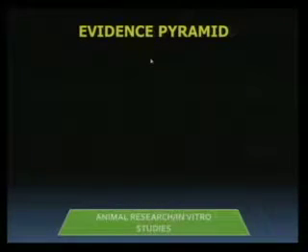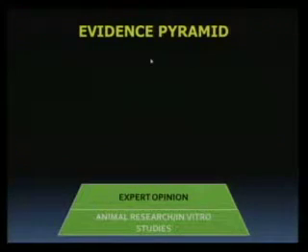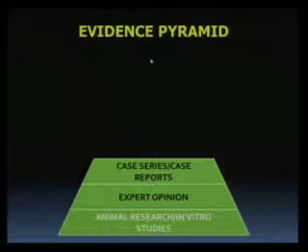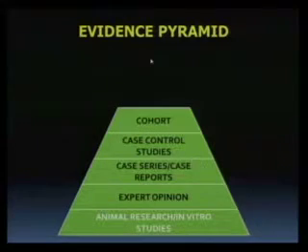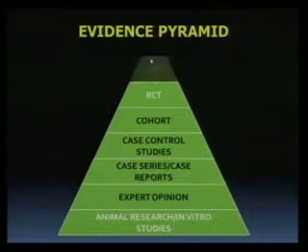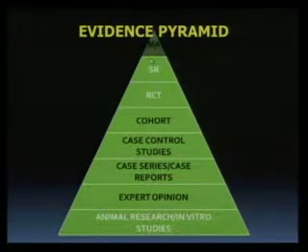So the evidence pyramid: the lowest is animal research, in vitro study. Then the second lowest is expert opinion. Then followed by case series and case report, case control study, cohort, randomized clinical trial, then systematic review. The highest in the evidence pyramid is meta-analysis.